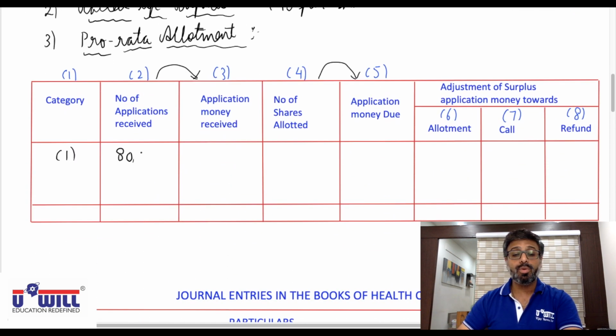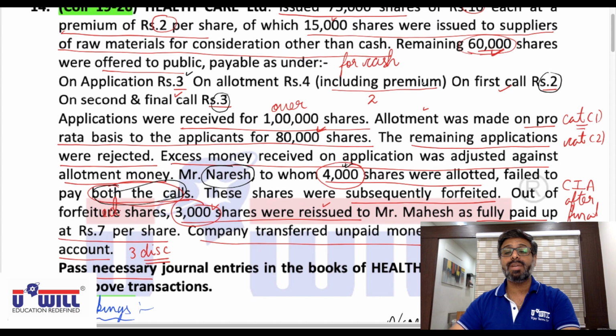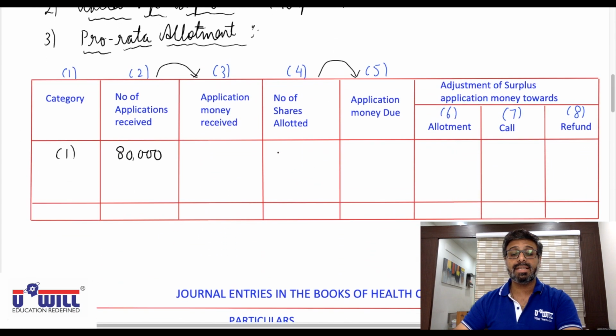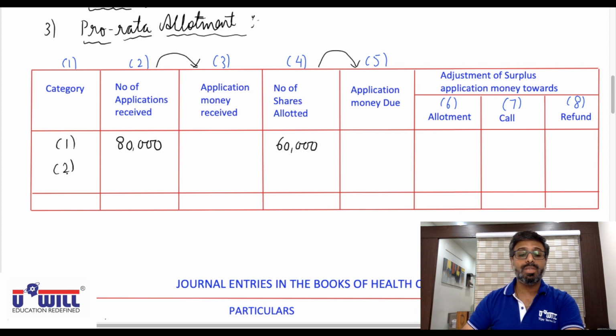So in column 2, number of applications received 80,000. Now allotment was made. So how much allotment was made? Since we issued 60,000 shares, we have to allot 60,000 shares. So column 4, 60,000. Now category 2 is the rejected category, which we will take as balance.